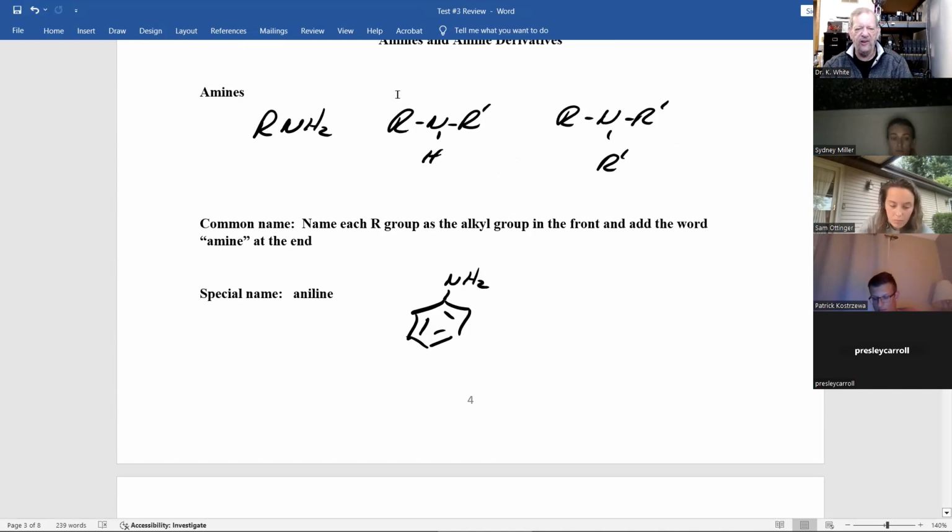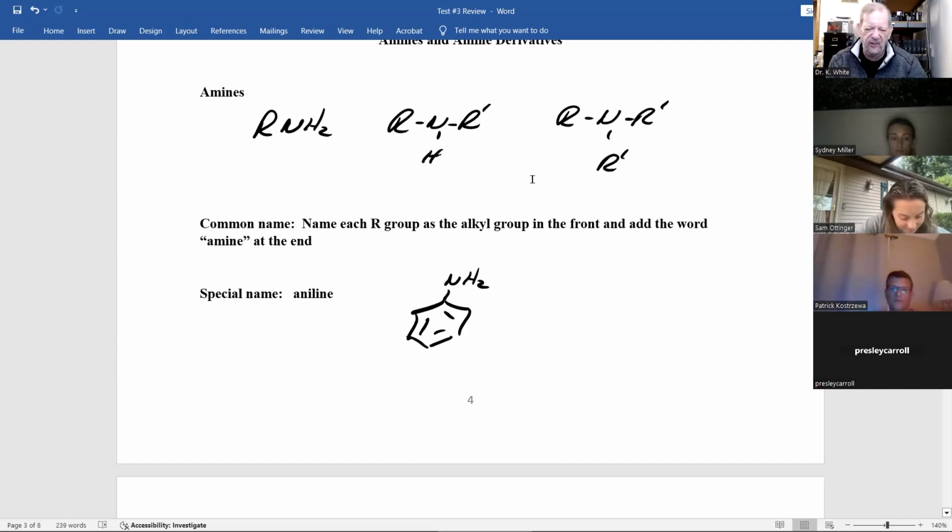That's where you take ammonia, NH3, and replace the hydrogens on NH3 with alkyl groups. You have a primary, secondary, tertiary amine. How do you name it? Well, most people working with amines don't use IUPAC, they use the common name: name each R group as the alkyl group in front, and add the word amine at the end.